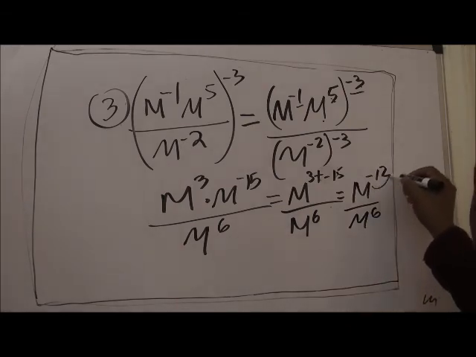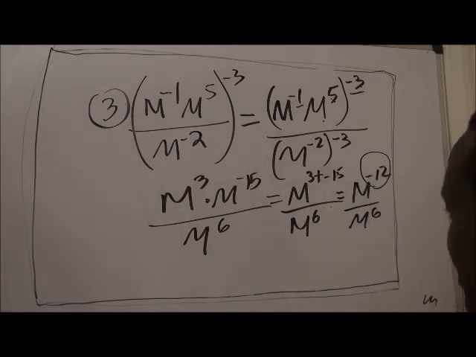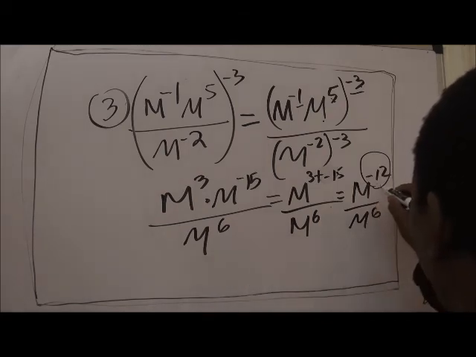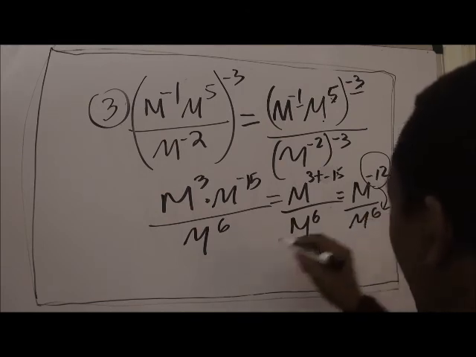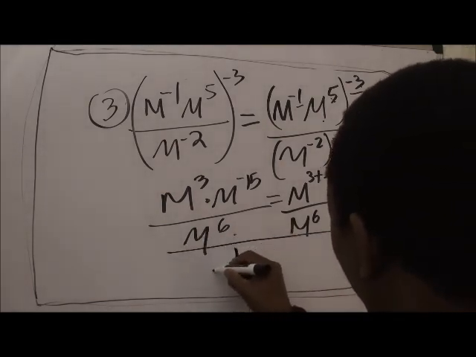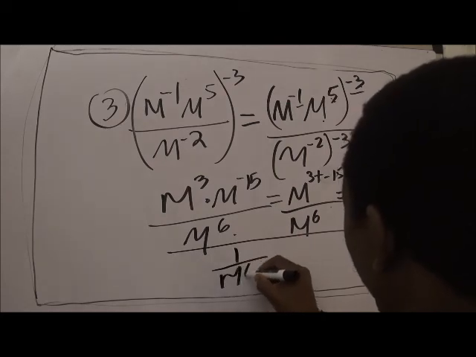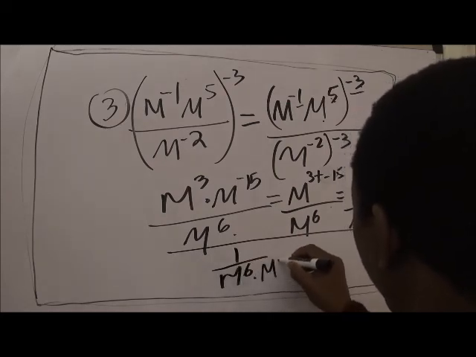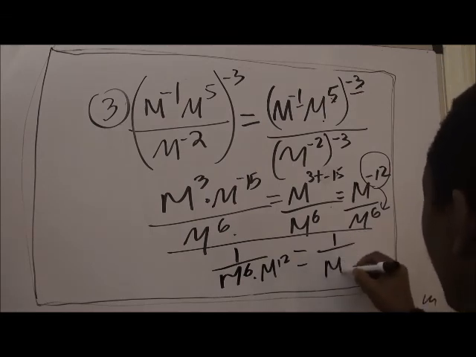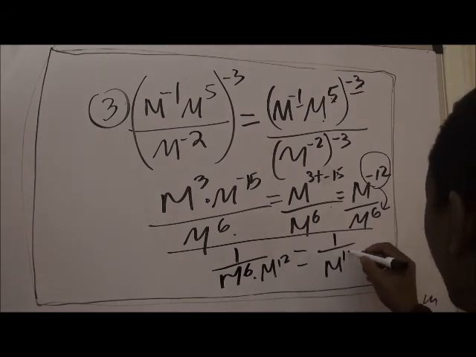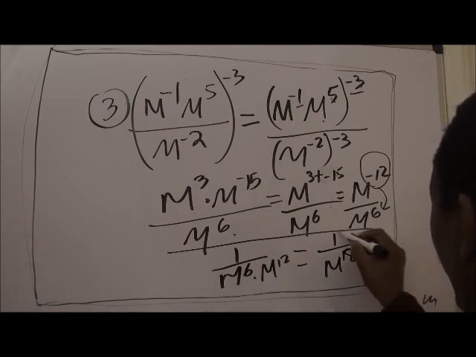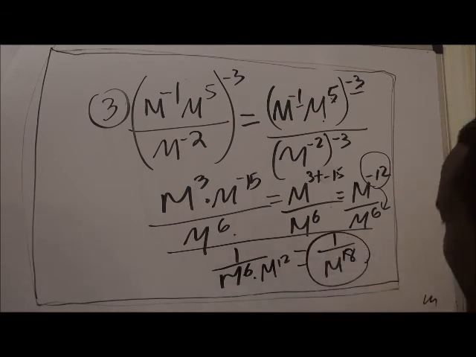We need to make this exponent positive, and we make it positive by bringing it down. And now it becomes 1 over m to the power 6 times m to the power 12, which gives me 1 over m to the power 18. 1 over m to the power 18.